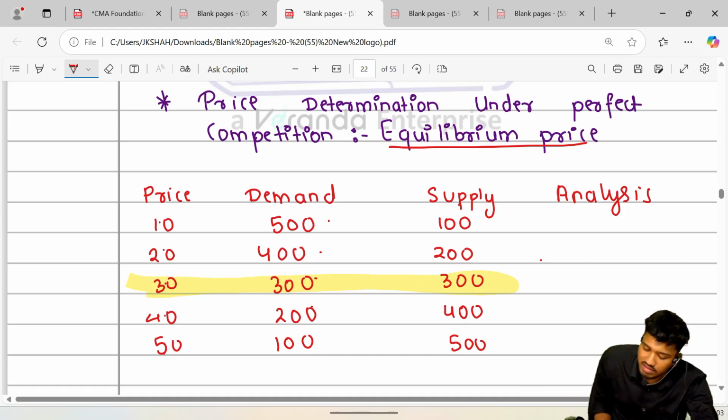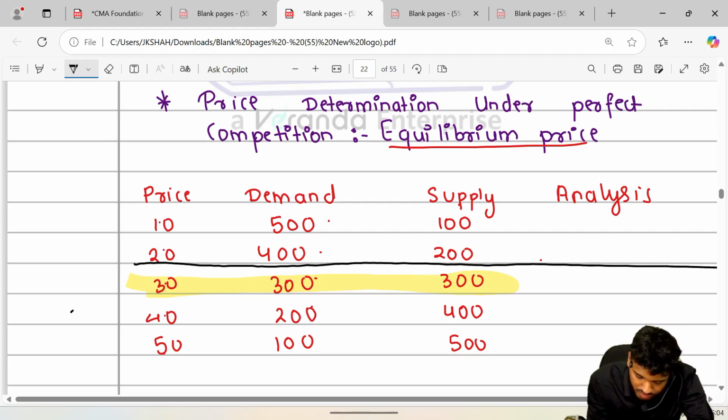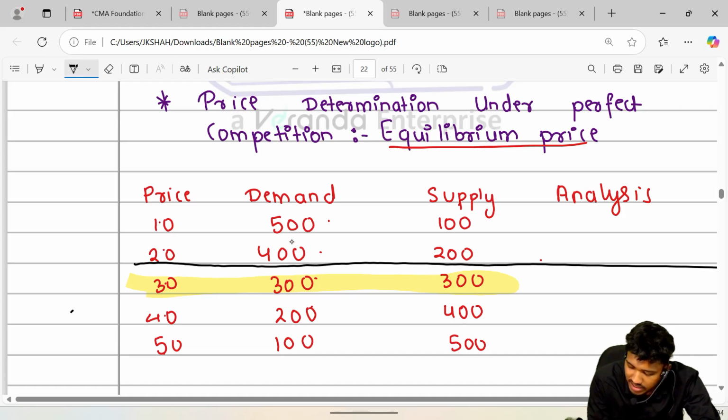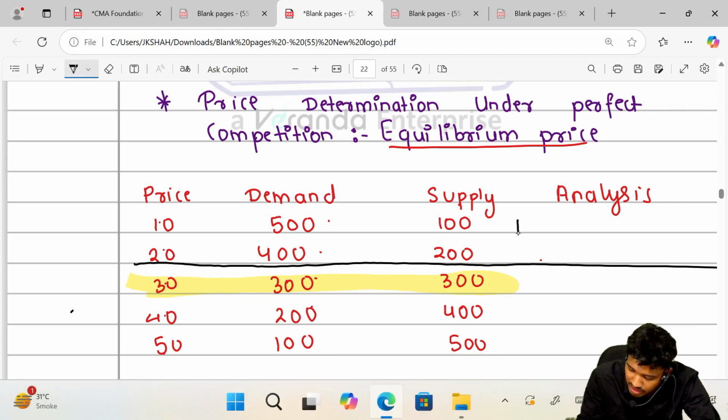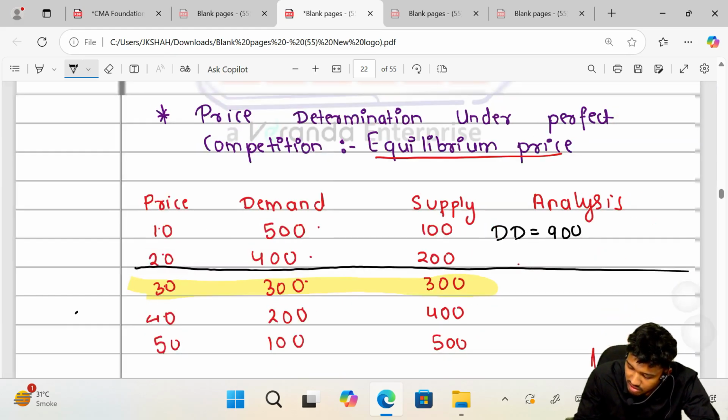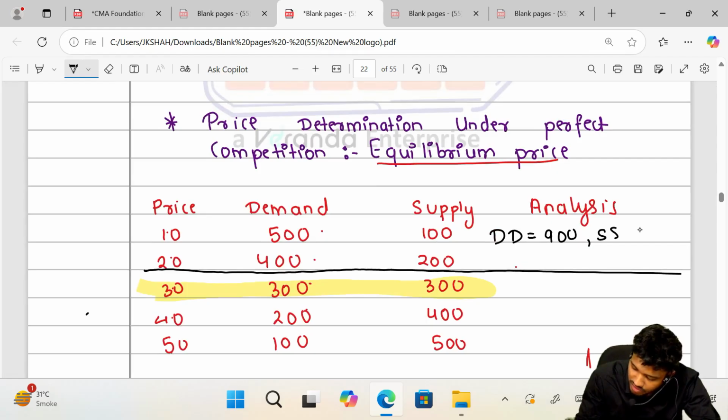Analysis. Now what is analysis? If we observe till here, the demand plus supply, if we calculate, demand is 900 and supply is 300. Demand is equal to 900 if we calculate both of them, and supply is 300. So which is greater one?